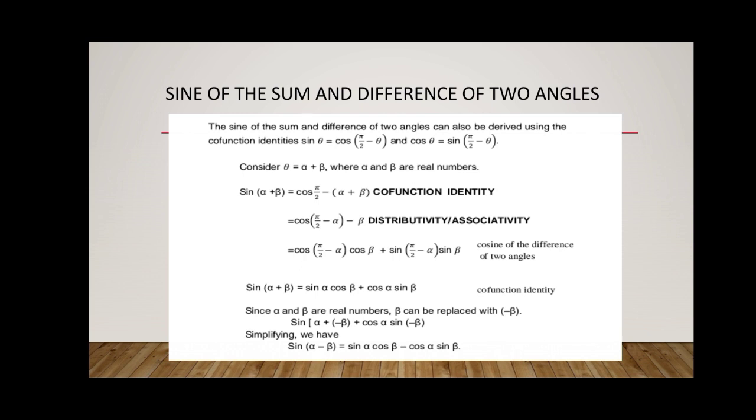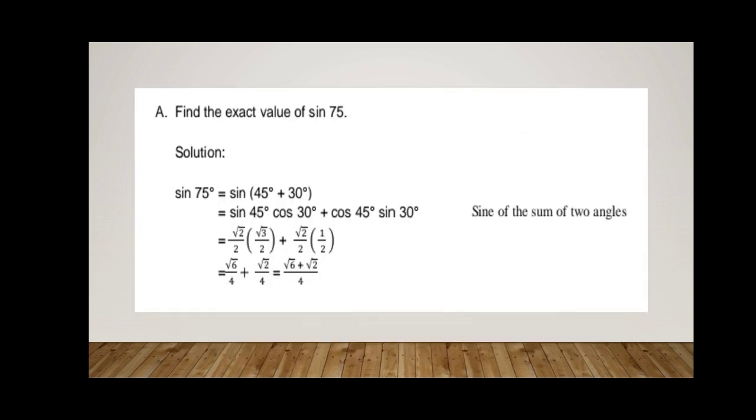Sine a plus b is equal to sine a cosine b plus cosine a sine b. So, cofunction identity. Since a and b are real numbers, b can be replaced with negative b. Sine a plus negative b plus cosine a sine negative b. Simplifying, we have sine a minus b is equal to sine a cosine b minus cosine a sine b.